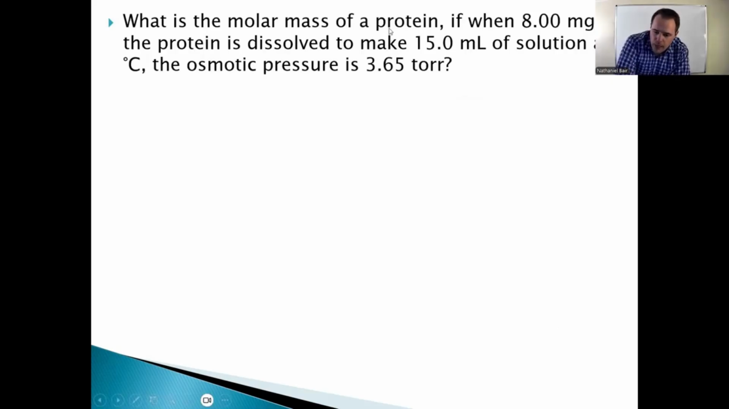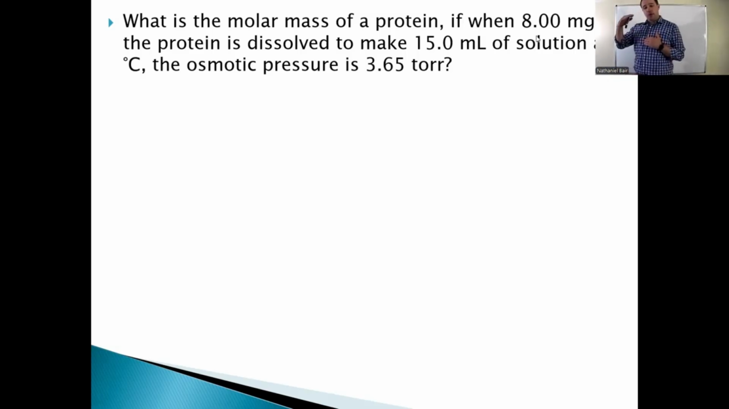So let's take a look at this problem. I want to get the molar mass of a protein. Remember, proteins are macromolecules, right? Again, you guys are usually bio people. So I don't know. I'm going to learn about you tomorrow. Maybe I'm wrong. Maybe I got a whole group of chemists this time. Probably not. So I want to know, what is the molar mass of a protein when 8 milligrams of that protein is dissolved to make 15 milliliters of solution at 25 degrees Celsius, and the osmotic pressure of that solution is 3.65 torr. So essentially, you have to apply 3.65 torr of pressure to prevent osmosis from happening when the solution is created.